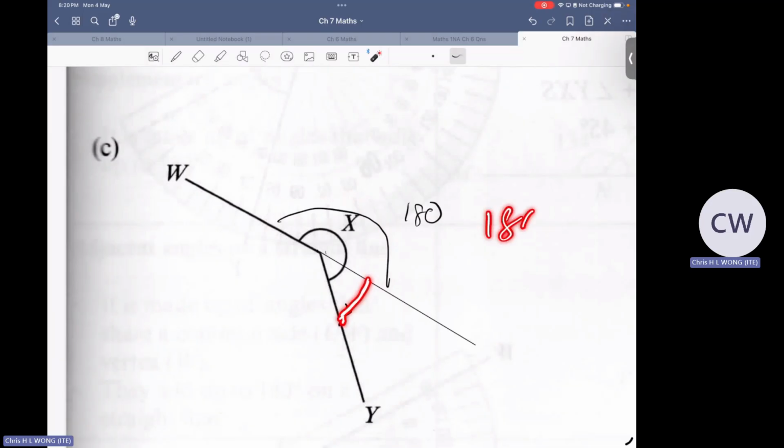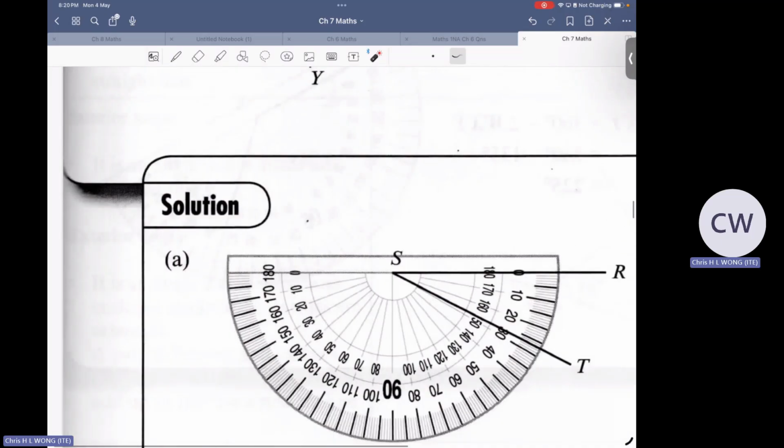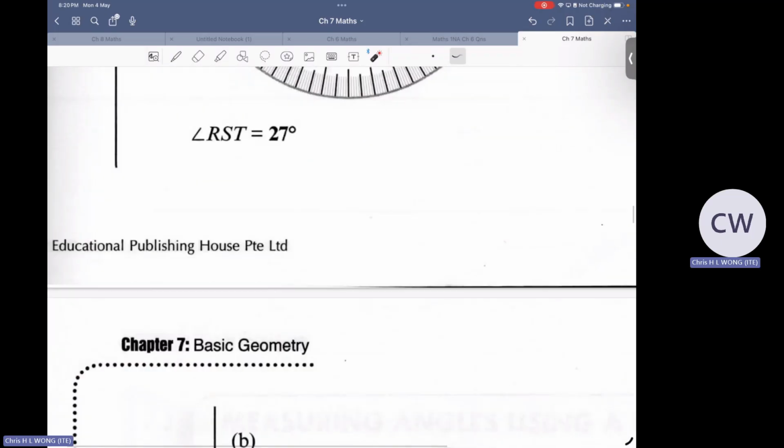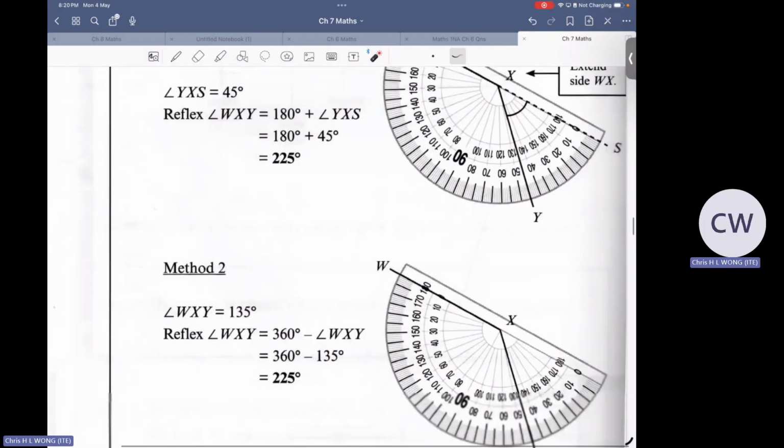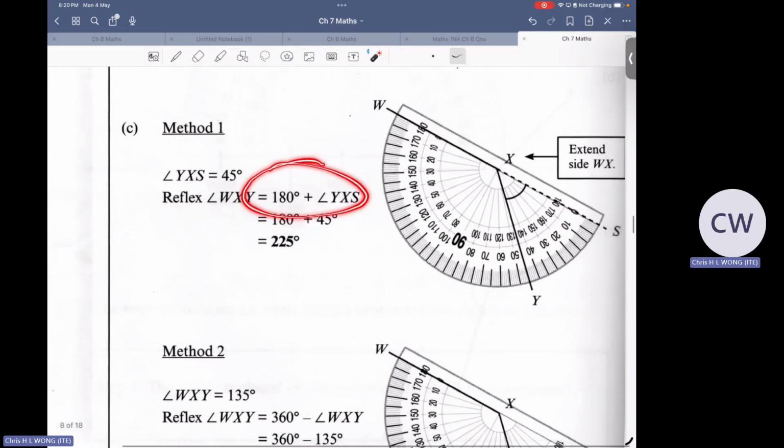Then you take 180 plus this one, okay? But of course, your straight line is very important. Make sure your line is straight. If you draw your line like that, then I also cannot help you. Make sure you draw the line straight with a ruler. Tell you what to do: 180 plus this.